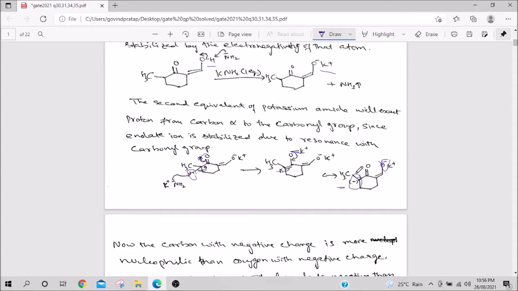Any day, negative charge on carbon is more unstable than negative charge on oxygen, because carbon is less electronegative. Electronegative means tendency to attract electron. So, carbon cannot attract electron, it does not stabilize. So, as soon as possible it will try to attack, and therefore, the butyl bromide will be attacked from this center and not from here.